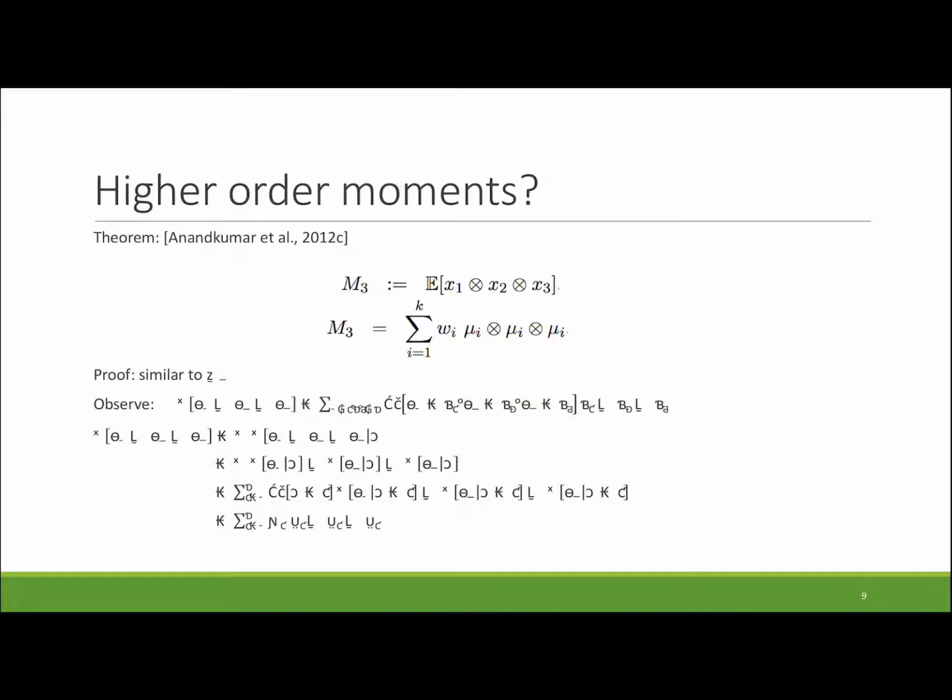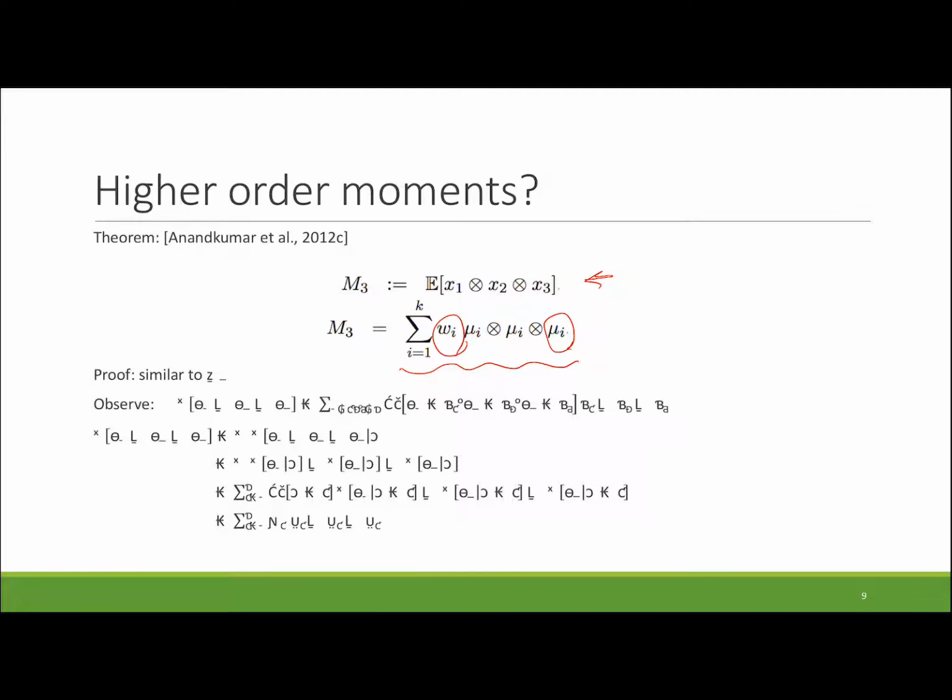So let's instead look at higher order moments and see if they can help us recover the true components. Let's look specifically at the third order moment, or the third order cross moment. It can be shown again that this third order moment can be decomposed into this rank K tensor whose factors are the topic word matrix columns, and whose coefficients are the probability of your topic.